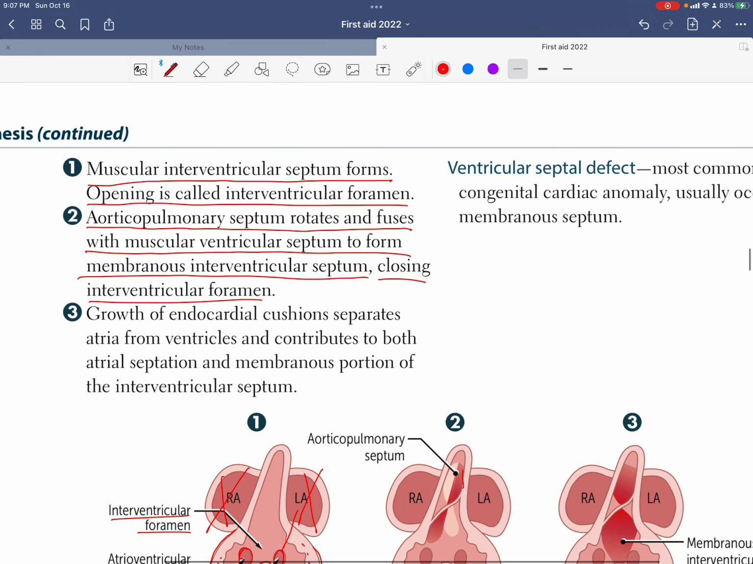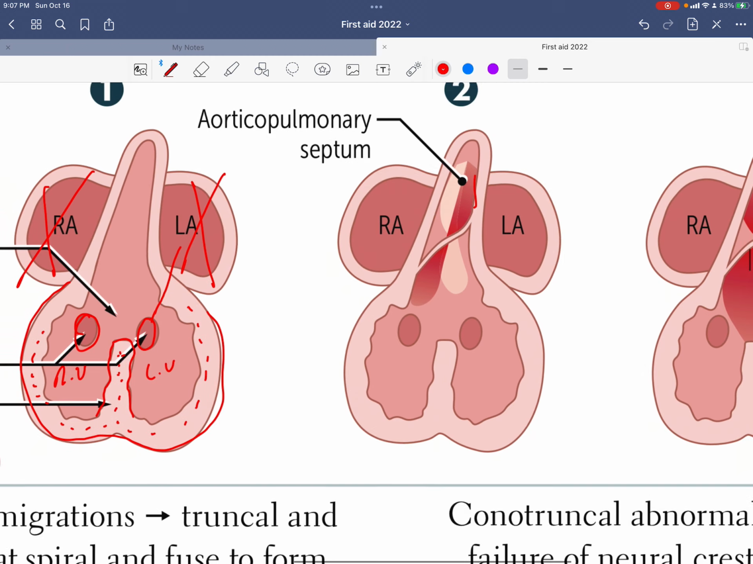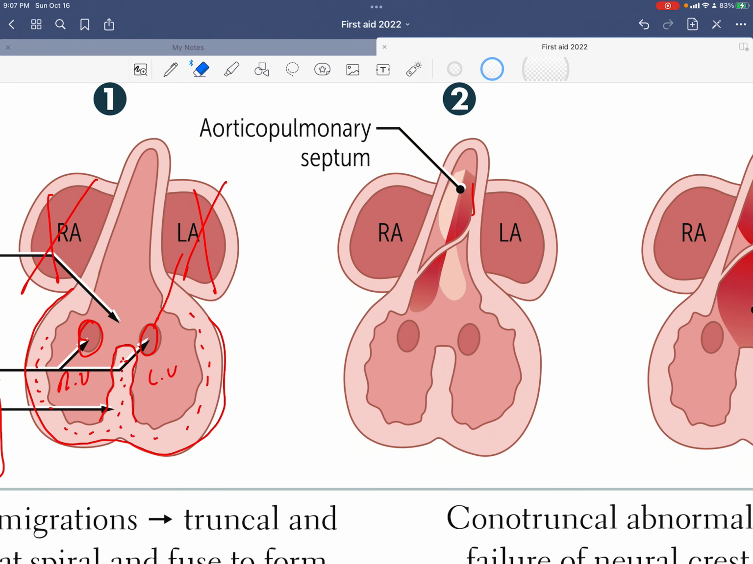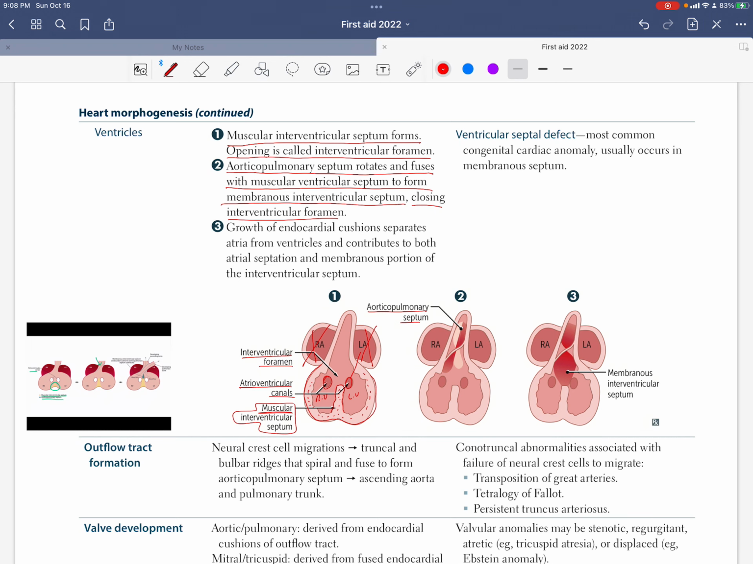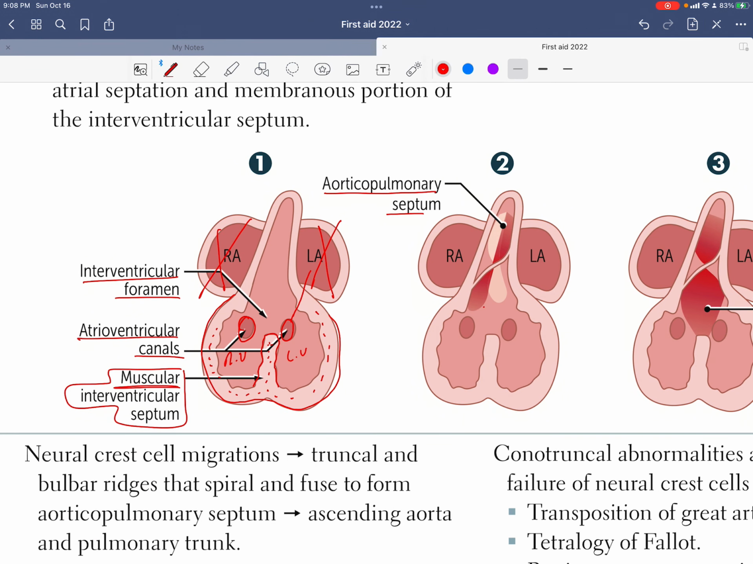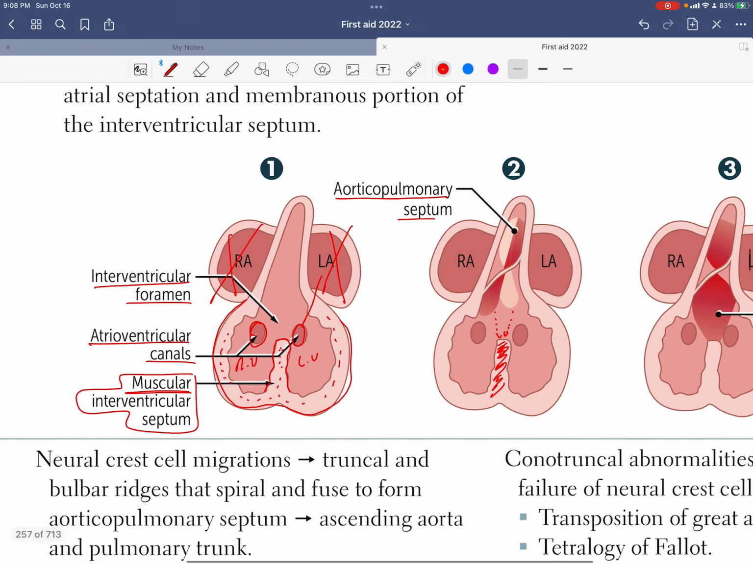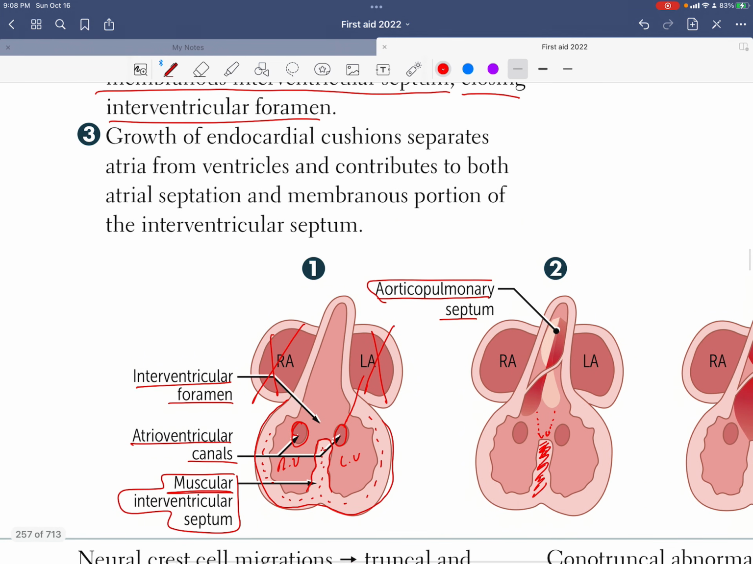For two, it says that the aorticopulmonary septum rotates and fuses with the muscular ventricular septum to form the membranous interventricular septum, closing the interventricular foramen. So we have a new structure that is developing, called the aorticopulmonary septum. It's growing up here, and at the same time it's growing, it's rotating.